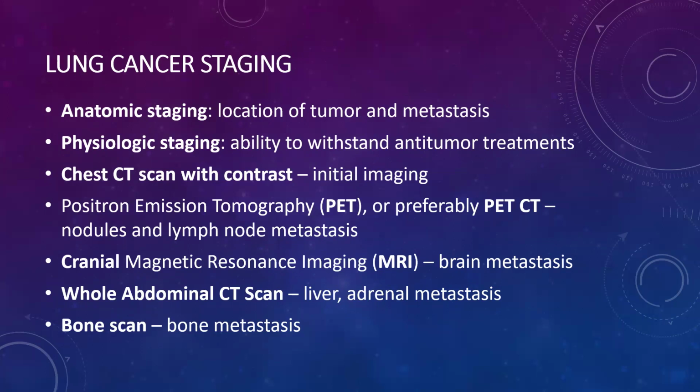So this is a very good test to do when we're looking for metastasis, especially lymph node metastasis, or if we're checking for nodules. Your cranial MRI is the test to request if you're looking for brain metastasis. Full abdominal CT scan is requested to check for liver and adrenal metastasis, while your bone scan is used to check for bone metastasis.